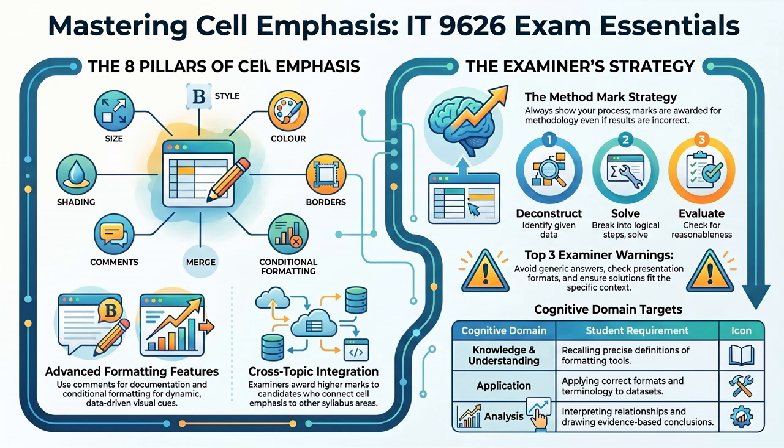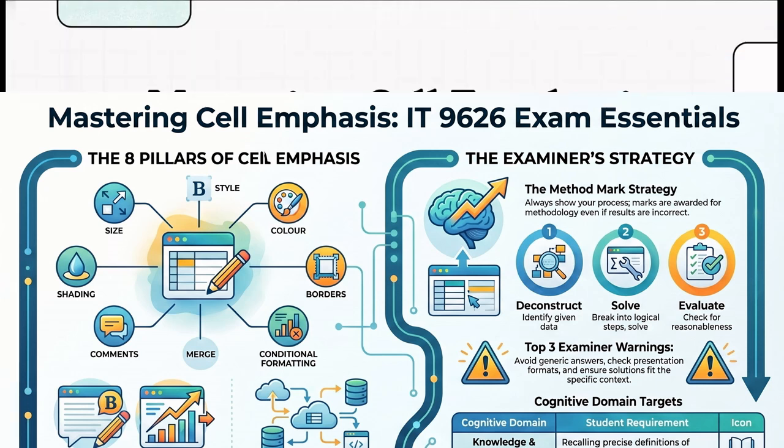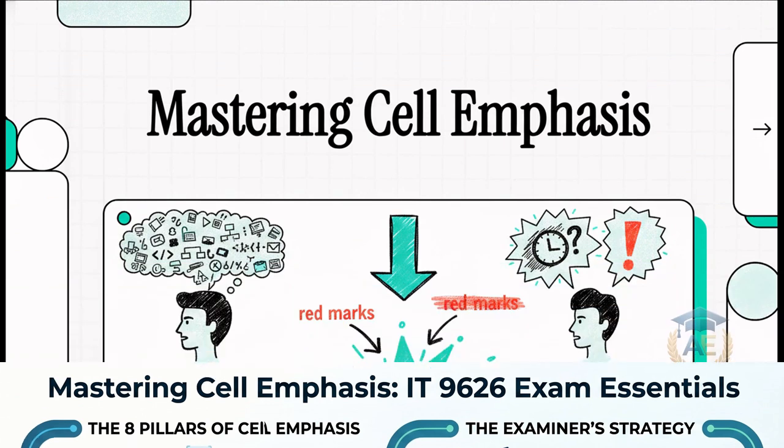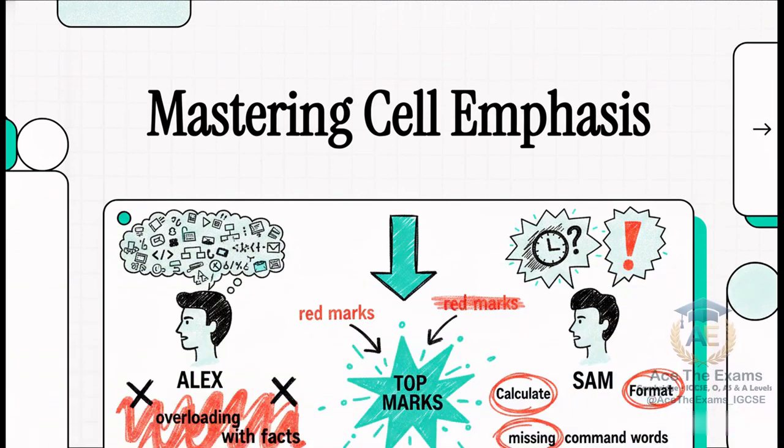Okay, let's dive right into this explainer and uncover exactly what Cambridge examiners are looking for when it comes to topic 8.1, cell emphasis and conditional formatting. Welcome to the archaeological dig of computer science exam strategy. Consider this real, highly complex Cambridge past paper question from syllabus code 0417, which actually ties together elements from 0478, 2210, 9618, and our main focus today, 9626.